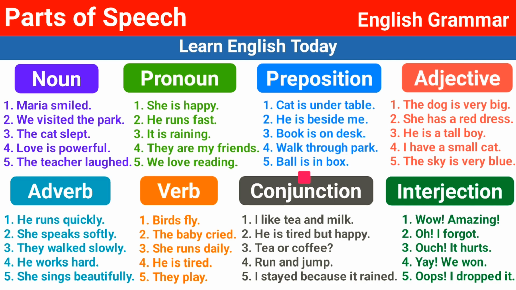Conjunction. A conjunction connects words, phrases, or clauses. For example, I like tea and milk. He is tired but happy. Tea or coffee. Run and jump. I stayed because it rained.